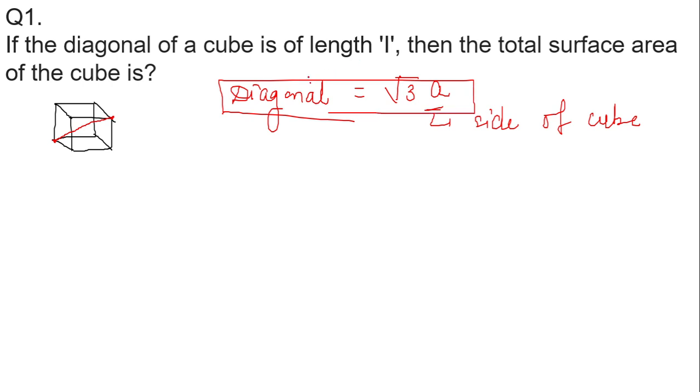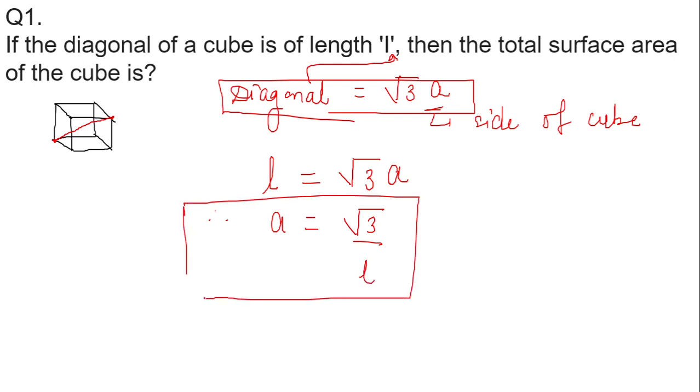Now the diagonal's length in the given question is L. So L is equal to under root of 3a. Can I write like this? Yes. So can I write the side of a cube, that is a, is equal to L divided by under root of 3. So I have got the value of the side now. So I have to find the total surface area of the cube. The formula for that is 6a square.